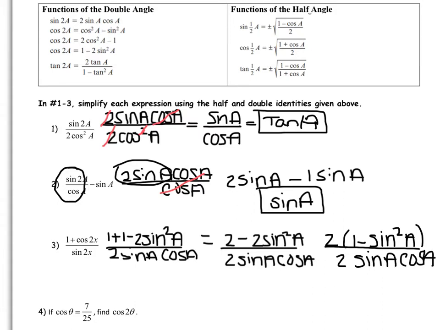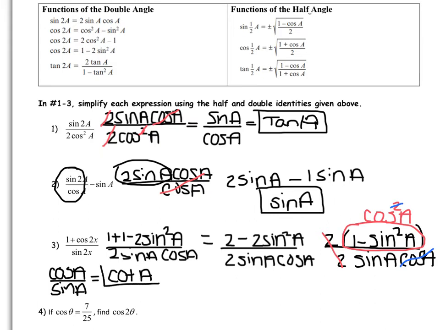So I could see right away that these 2's cancel, and I know that 1 minus sine squared a is cosine squared a. That's one of those Pythagorean identities. So what can I cross off now? This cosine of a with one of these. So I'm left on top with simply cosine of a, and I'm left on bottom with simply sine of a. So my final answer is cotangent of a. Now again, that was my choice. My choice was to use cos 2x as 1 minus 2 sine squared a. I could have chosen this one, and I could have chosen this one. And I challenge you to try the other ones and see if you get the same answer.